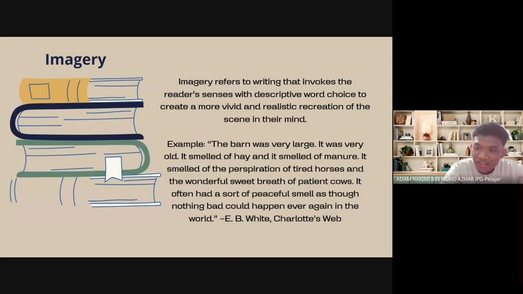One of the devices commonly used in literature is imagery. Imagery refers to writing that invokes the reader's senses with descriptive word choice to create a more vivid and realistic recreation of the scenes in their mind. Example: the barn was very large, it was very tall. This sentence is by White in Charlotte's Web.